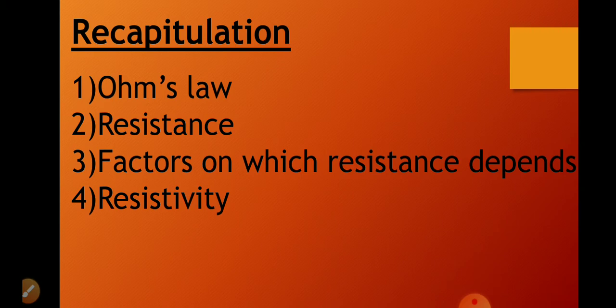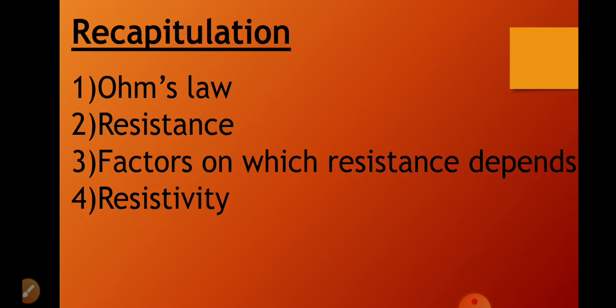Resistance is not the same for all materials. It is different for different materials, and it also depends on the temperature of a conductor. Depending on temperature, the resistance increases or decreases. So R is equal to rho into L divided by A.